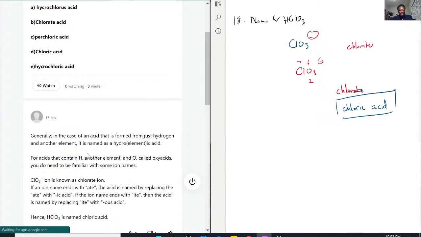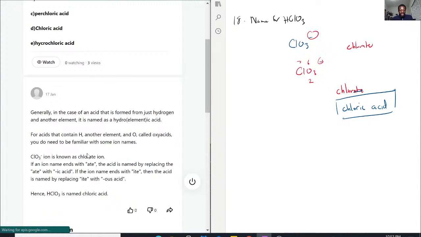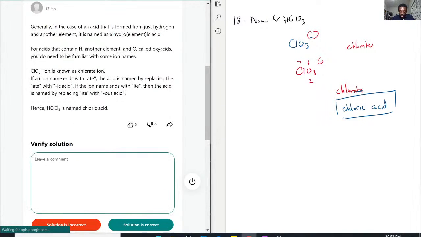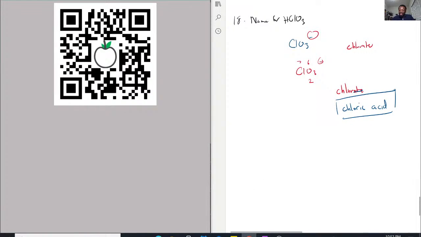Yep, ClO3 is known as chlorate, and because it's named after chlorate, you now have to end with the IC followed by acid. Okay, so with that being said, the name of HClO3 is indeed chloric acid. So let's see now what we can do here, because this is now correct. And we now can move on smoothly to question number 19.